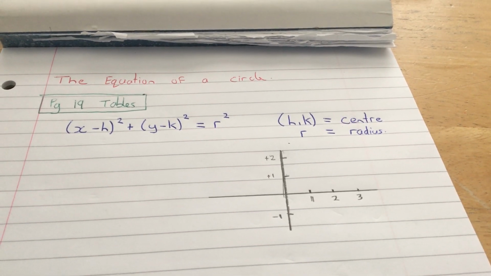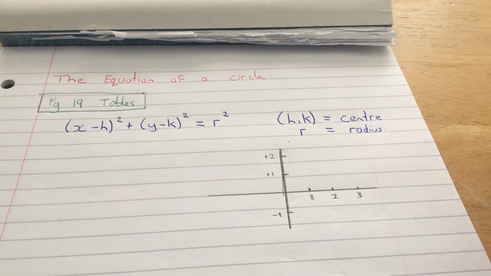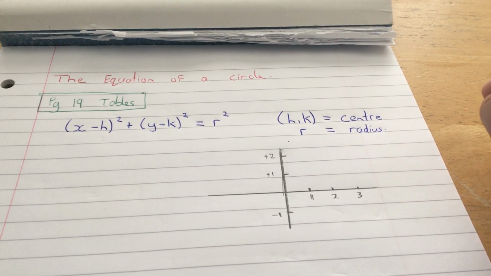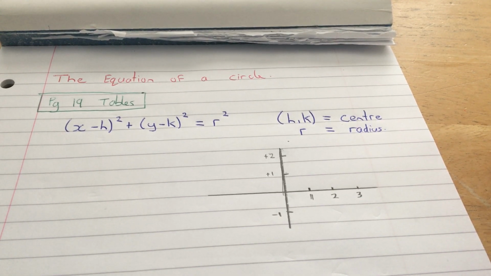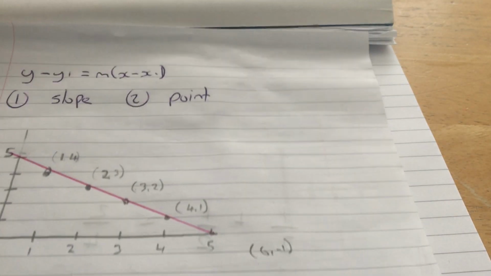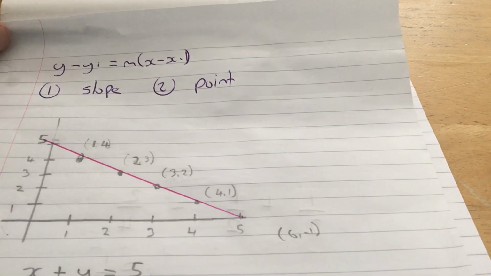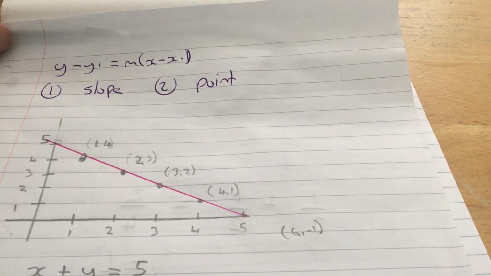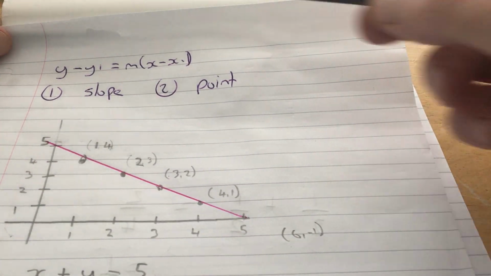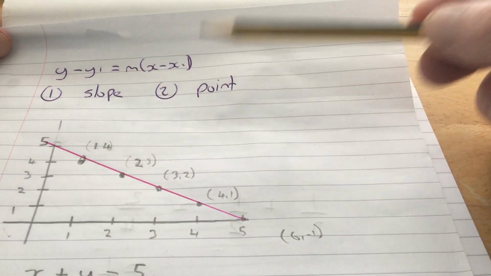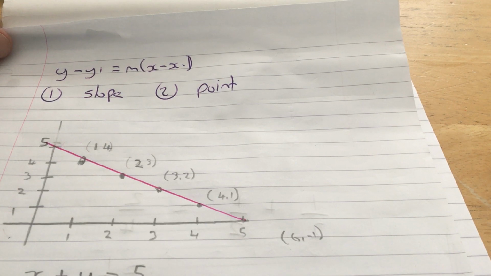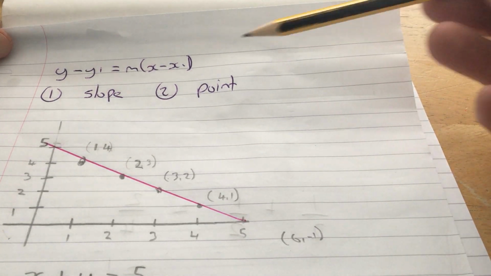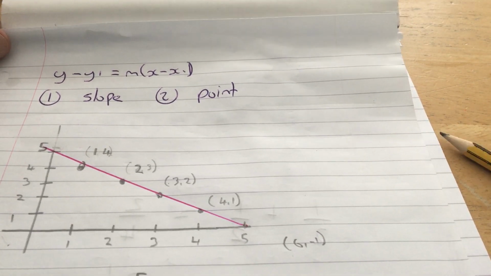Okay, so we're going to look at the equation of a circle in this video. Now we studied the line earlier, and you might remember the equation of a line. So we had this little video drawn. To find the equation of any line, there's two pieces of information you need, the slope and a point. Now to find the equation of a circle, there will be two pieces of information that you need.